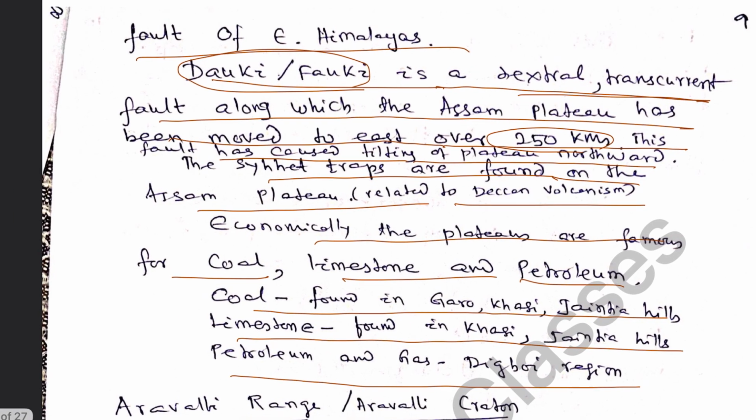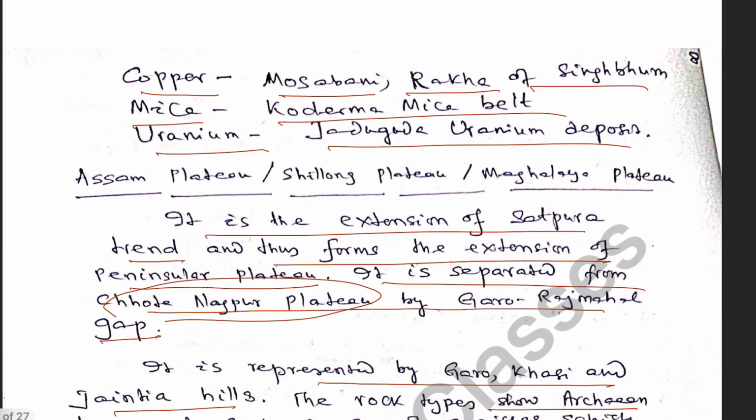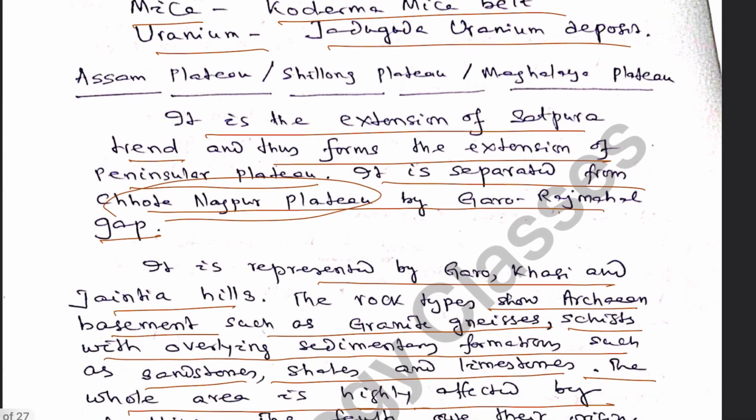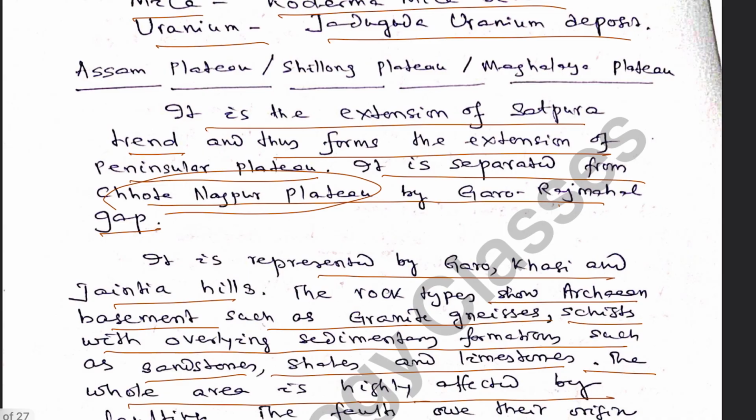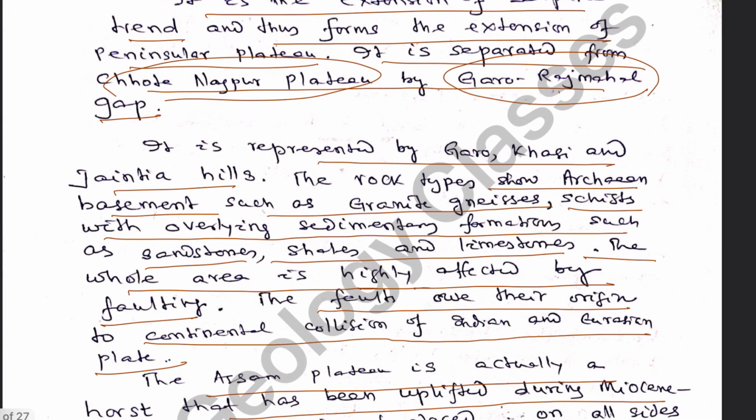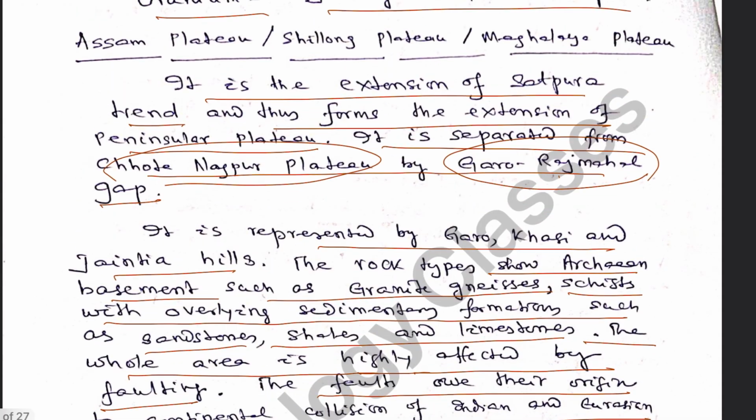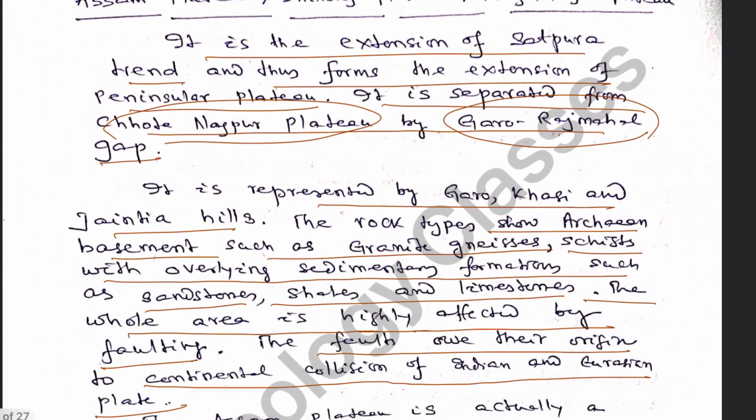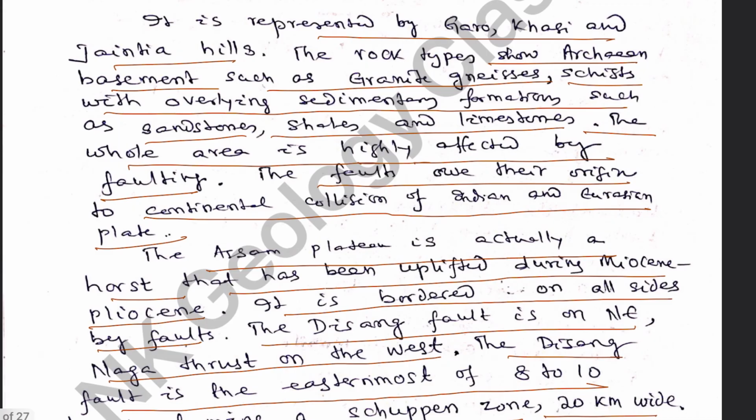So, this is another important section of the Indian Peninsula region that has been separated from the central Indian mass by a gap, that is Garo Rajmahal gap, and it represents the horst uplifted during the Mio-Pliocene time, and over which we find the sediment deposits derived from the Himalayas.